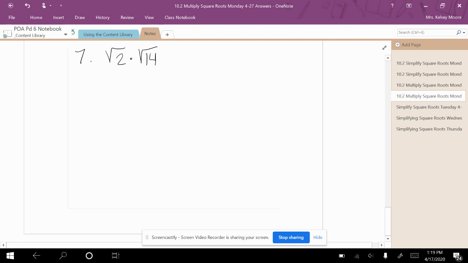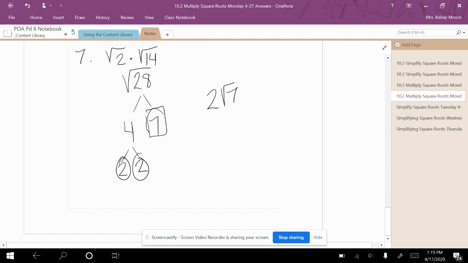Okay, number 7, you have 2 times 14, which is the square root of 28. Then let's say 4 and 7. And you get 2 and 2. Circle the 2s. You get 2 square root of 7.